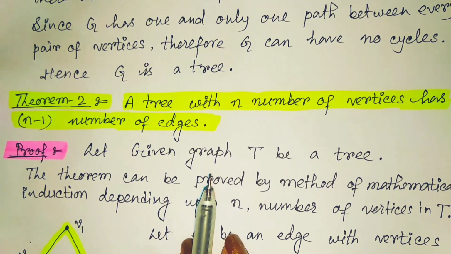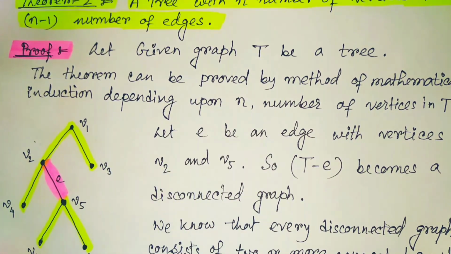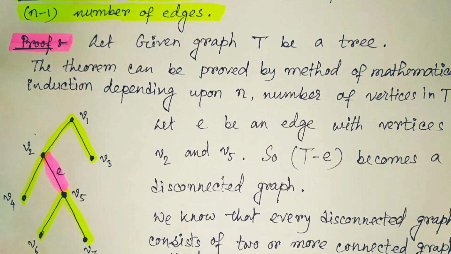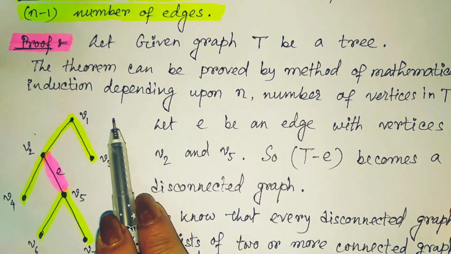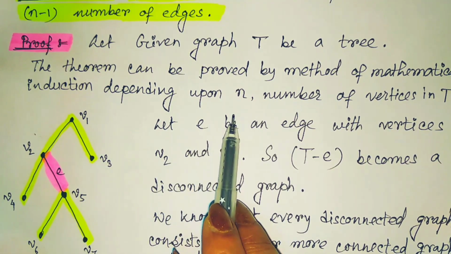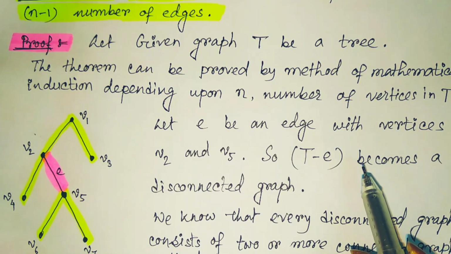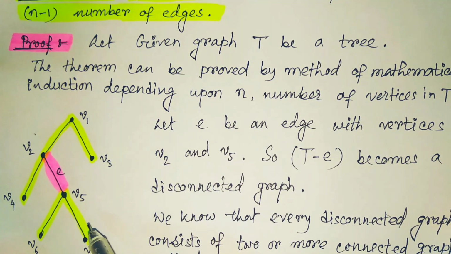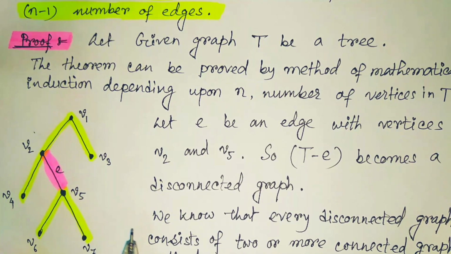Let a graph be given which is T. So this one is supposedly the given graph. Now the theorem can be proved by the method of mathematical induction depending upon n, the number of vertices in T. Let T contain n number of vertices, and this one is a tree. So E is one of the edges of this tree. This edge connects the vertices V2 and V5.